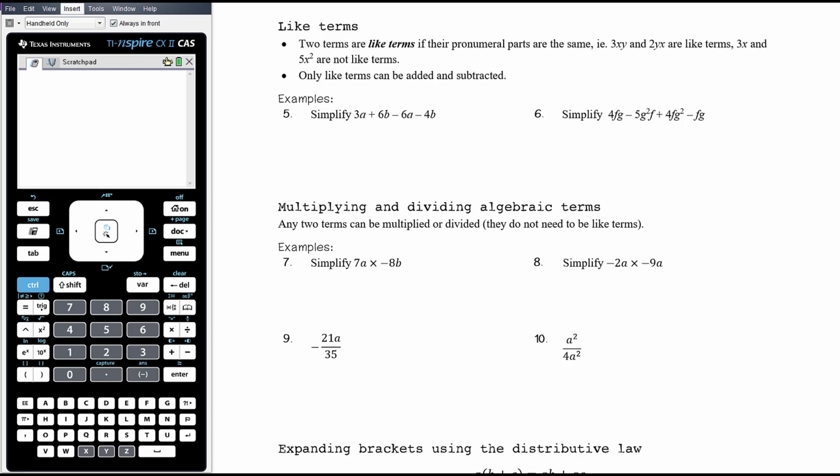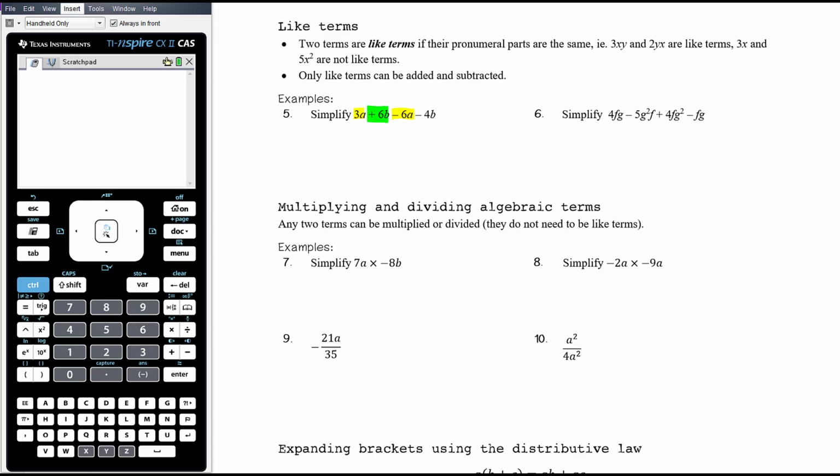Only like terms can be added or subtracted, and when they're like terms, we simply add or subtract the coefficients as necessary. So example 5 here, simplifying 3a plus 6b minus 6a plus 4b, minus 4b. So the like terms are 3a and negative 6a. It's really important that we understand when we're working with algebra that the sign in between the terms, the addition or subtraction, is attached to the term that comes after it.